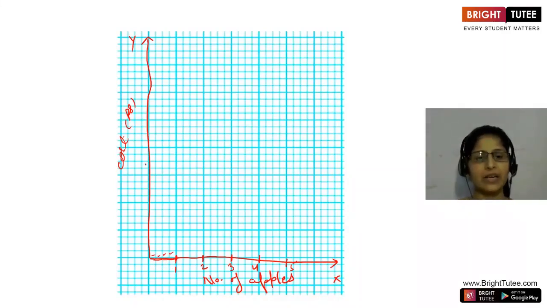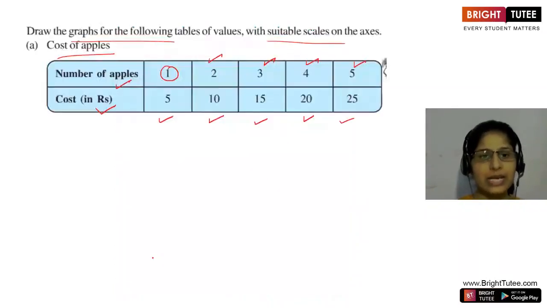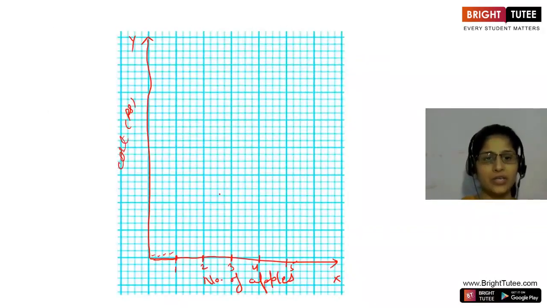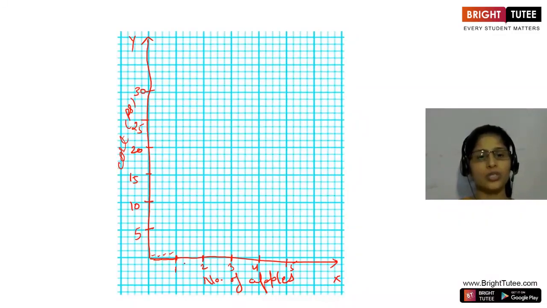Now on y-axis we have to represent the cost. So the cost is like 5, 10, 15, 20, 25. So we can represent it like here 5, 10, 15, 20, 25, then 30. So cost of one apple is rupees 5. So this is the first point. 2 apples the cost is rupees 10. 3 apples the cost is rupees 15. For 4 it is 20 and for 5 it is 25. So 25 is here. When we join them, definitely we are going to get a straight line. So yes, the graph is a linear graph.